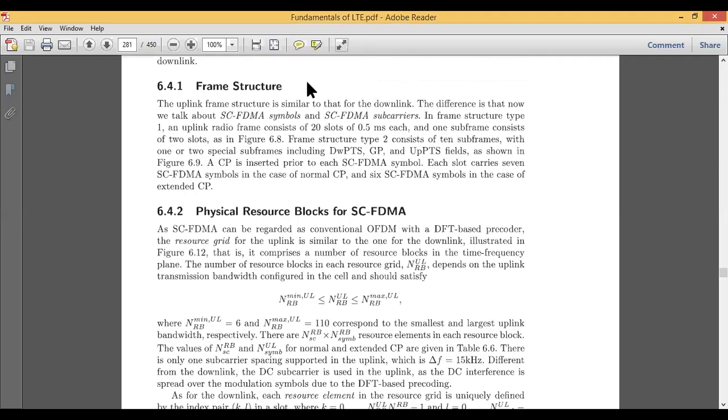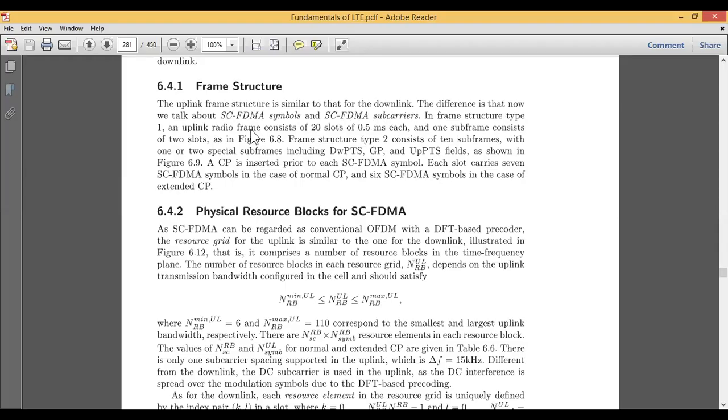First, we will see about the frame structure. Whenever you go for any mechanism, either in terms of uplink or downlink, we always come up with some kind of formats. There are formats for the uplink as well as for the downlink. In this video lecture we will see only the uplink frame structure. The only difference between the uplink and the downlink is the symbols, that is SC-FDMA symbols, and here they are SC-FDMA subcarriers.